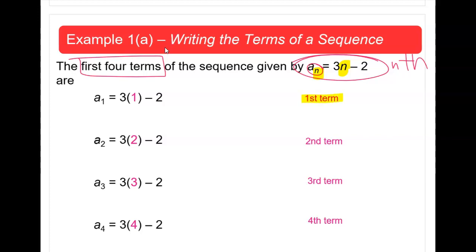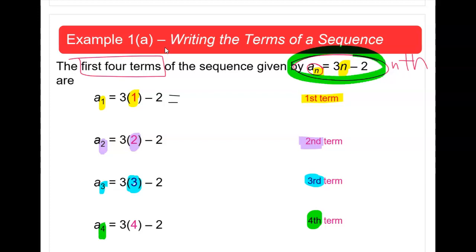If we're getting the first term, we replace that n with a 1. If we're getting the second term, the subscript here is a 2 because it's the second term, so we replace the n with the number 2, and so on. Let's see how we substituted for all of them. For the third term, the subscript is a 3, and we have a 3 here. For the fourth term, we do the same thing: the subscript is a 4, so within the equation we replace the letter n with a 4.